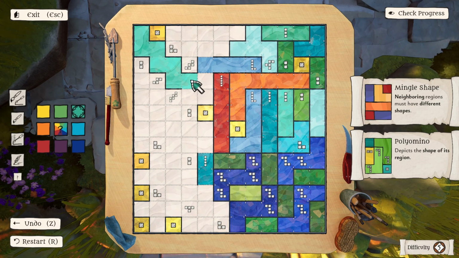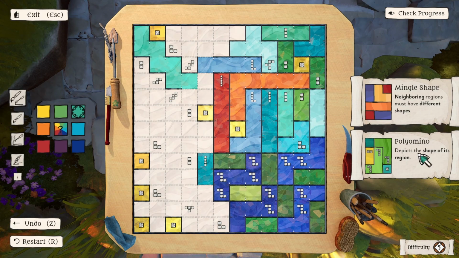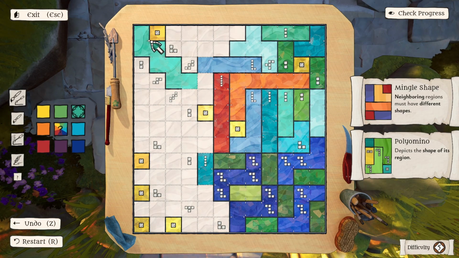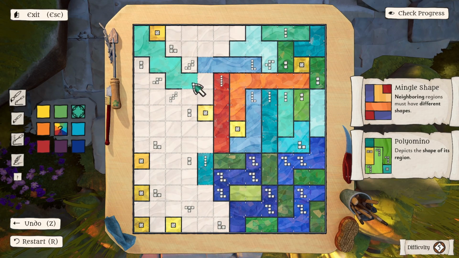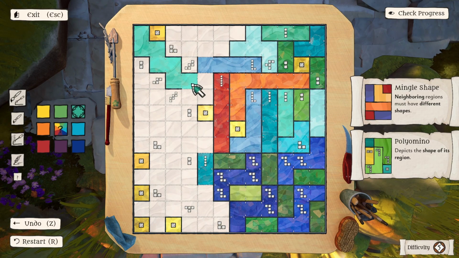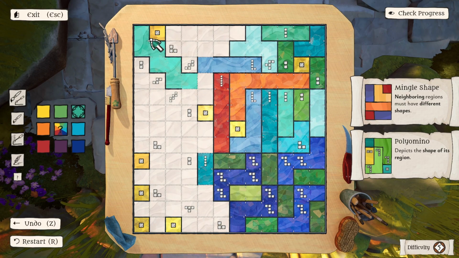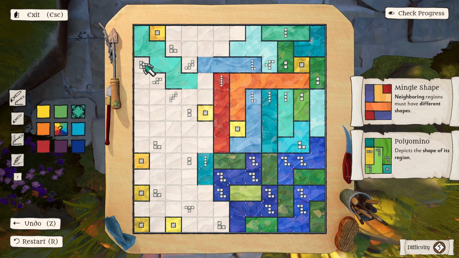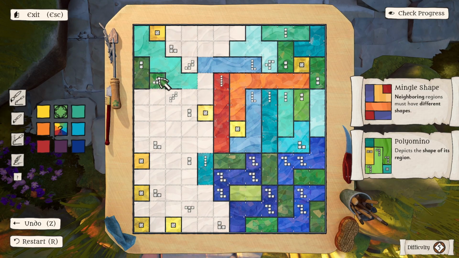It is not interfering with any of the other shapes that we have. All the regions next to it will have different shapes from it. That one took me a little bit to find. Okay. Do that. This one is going to have to just do that. Here, be a different color.